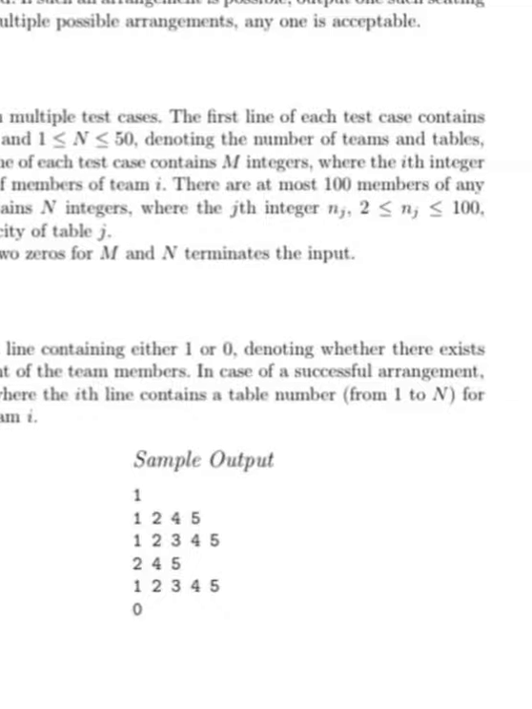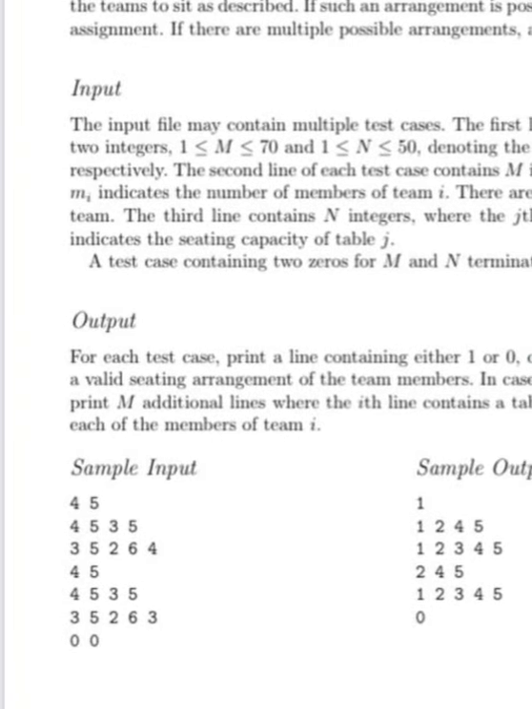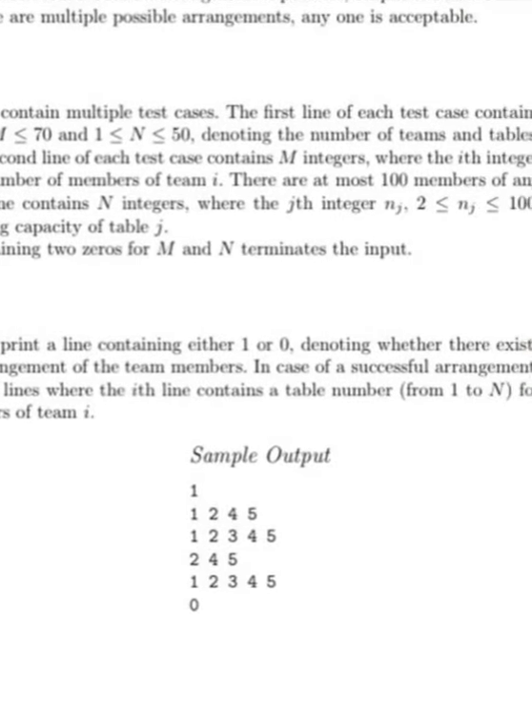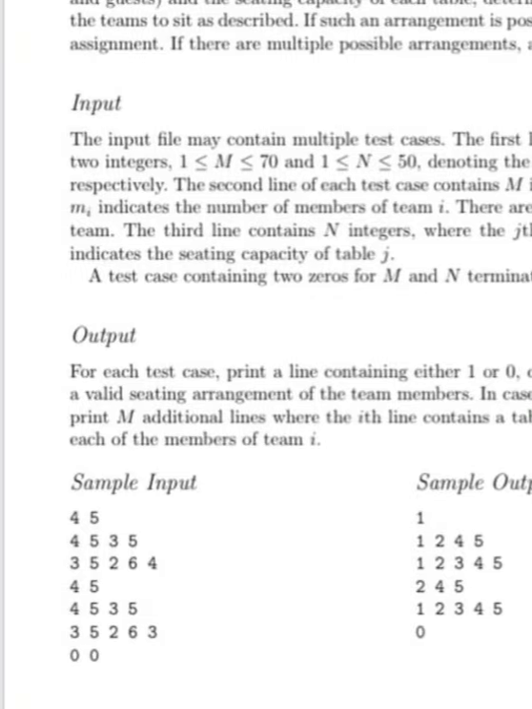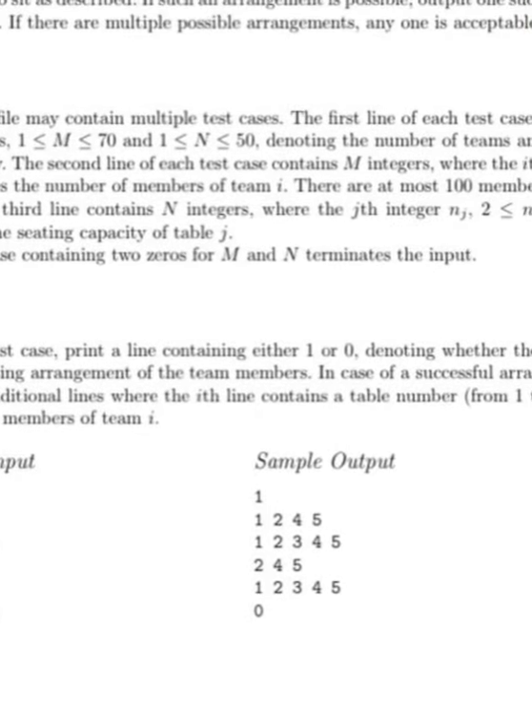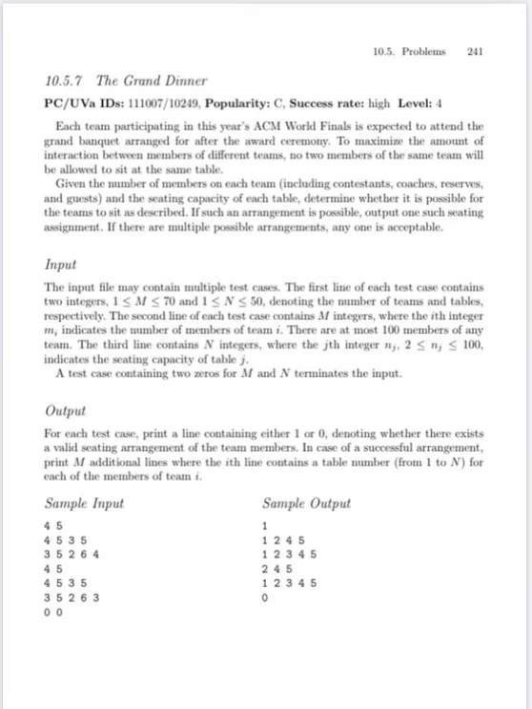And in case of a successful arrangement, print m additional lines where the ith line contains the table numbers from 1 to n for each of the members of the team. So you need to print all the table numbers of each of the members in the team. I have sketched the input and output in detail because it is very important that you understand the sample input and sample output. Accordingly, you will figure out how to write the code.